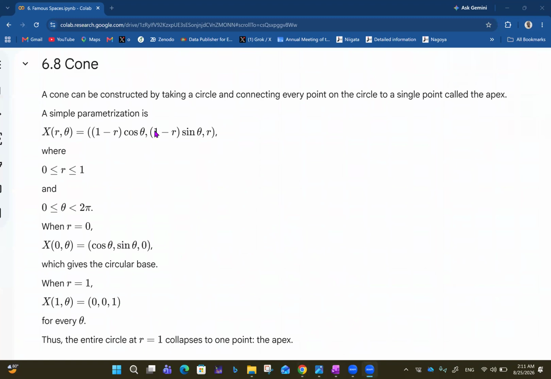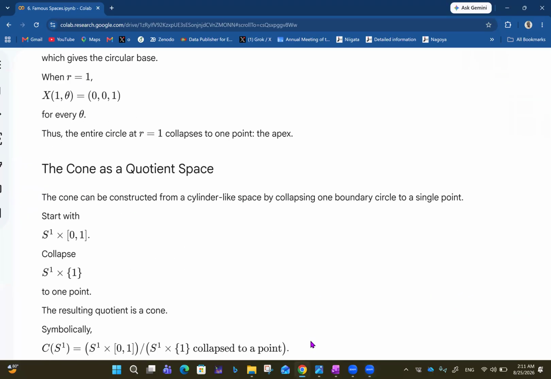A simple parameterization is x(r, theta) = ((1 - r) cos theta, (1 - r) sin theta, r), where r lies from 0 to 1, and theta is from 0 to 2 pi. When r is 0, you have x(0, theta), which is (cos theta, sin theta, 0), which gives the circular base. When r is 1, you have x(1, theta), which is (0, 0, 1) for every theta. Thus, the entire circle at r equals 1 collapses to one point, which is the apex.